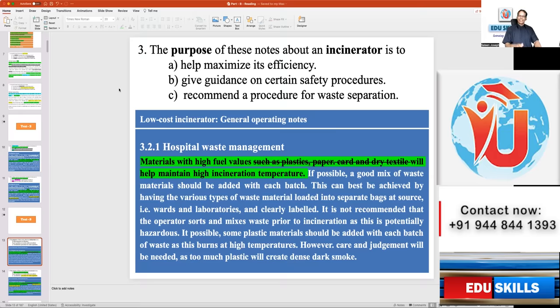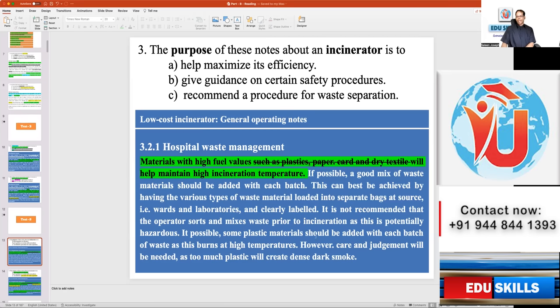Gradually, as you gain competence, you will understand materials with high fuel values will help maintain high incineration temperature. Thus, efficiency of the incineration process depends on the high temperature or highest temperature. Do you understand? When you cook, maybe if you have used firewood, do you know certain types of firewood will give more temperature so that the efficiency of cooking will be faster, better. Do you understand? Yes. So now, these fuel values, paper, card, dry textile, all these things are possibly put to increase the temperature. If possible, a good mix of waste material should be added with each batch.